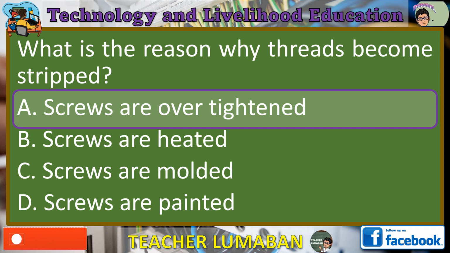Explanation. Option A. Screws are over-tightened. Over-tightening screws can put excessive pressure on the threads, causing them to deform, wear out, or become stripped.